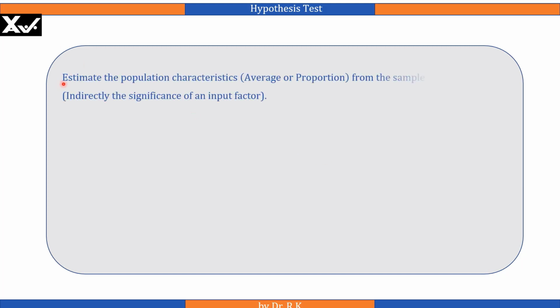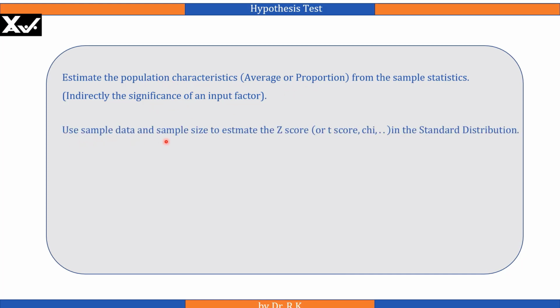In hypothesis test, we estimate the population characteristics, that is population average or population proportion, from the sample study, that is sample statistics. We indirectly find the significance or not of an input factor. If the input factor is significant, then we reject the assumed population average or population proportion in the null hypothesis. We use sample data and sample size to estimate the z-score or t-score or chi-score in the standard distribution.